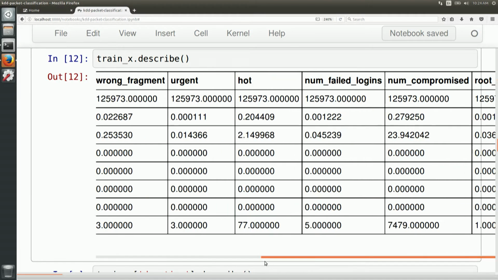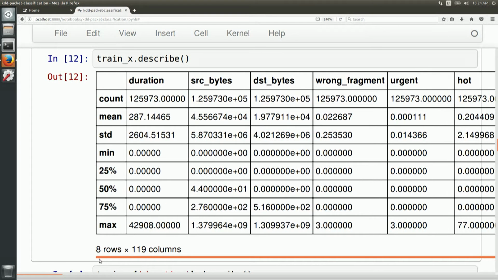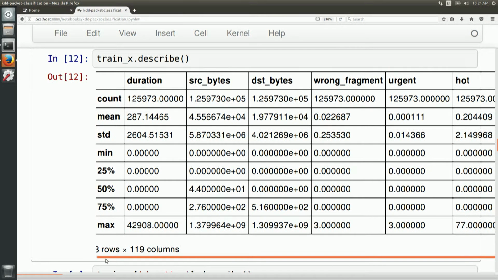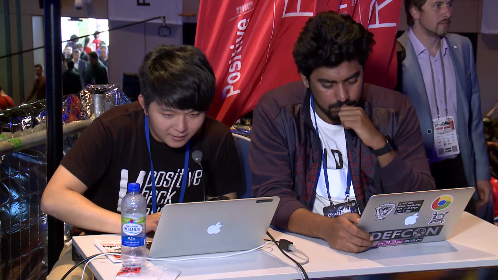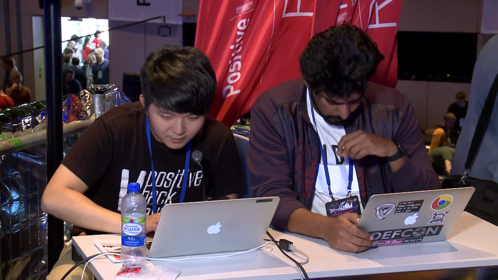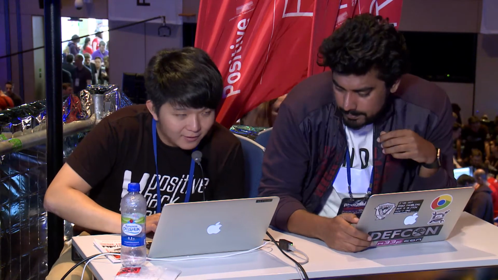Some of these are very obviously continuous features, like the duration or source bytes, destination bytes. These are all real value numbers with a meaningful mean and standard deviation. But some things, like the flag, which is an artifact of the dataset, actually take on dummy variables.